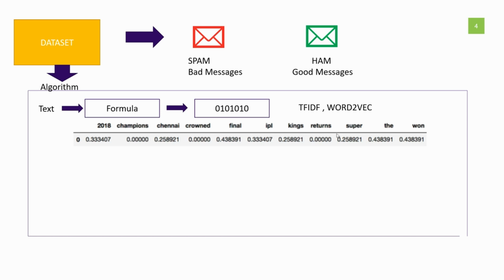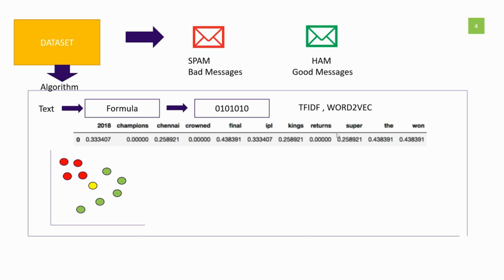And this is an example, right? For example, "2018 champions Chennai ground final, IPL Kings return super the one." So this is just an example of how the text is converted into numbers. Quite easy.